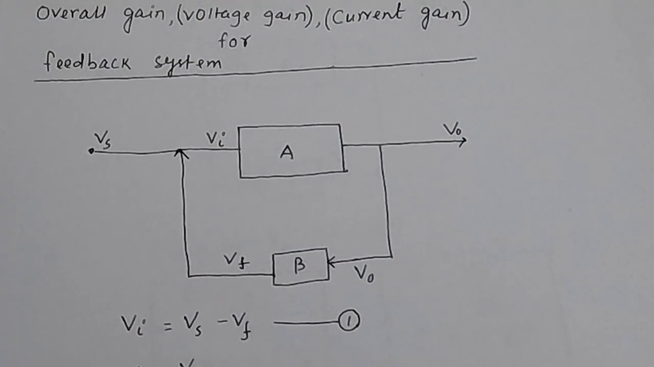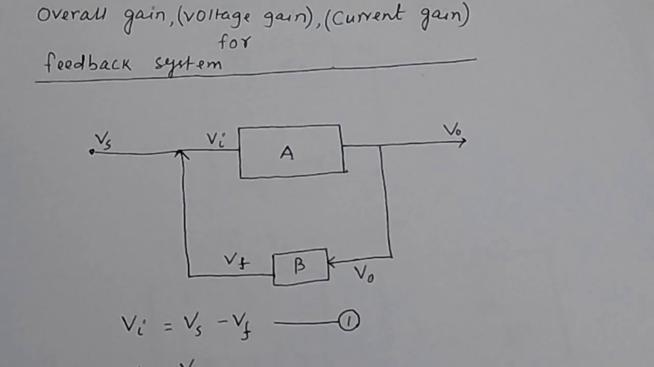You will also be asked questions like which feedback increases the overall gain of an amplifier, positive or negative. I have explained that positive feedback increases the overall gain of an amplifier. You may be asked about overall gain or voltage gain or current gain. It is the same thing. When it is asked about overall gain, your answer is either voltage gain or current gain.